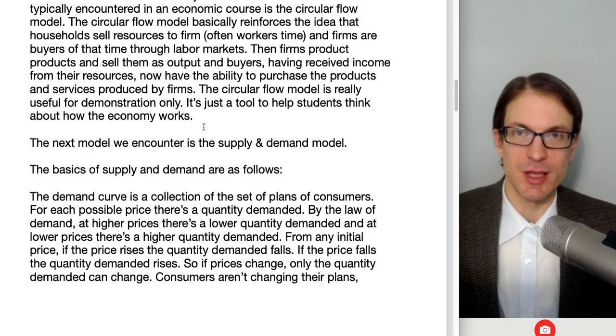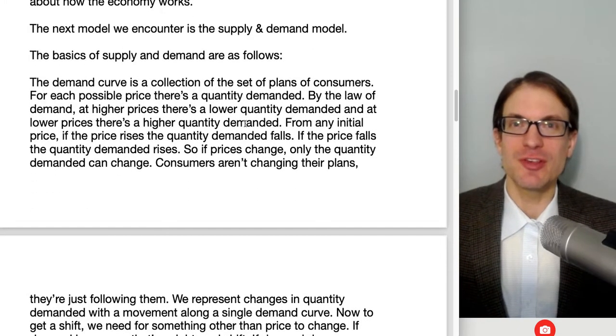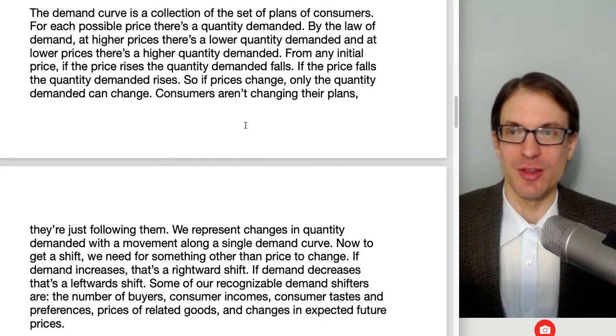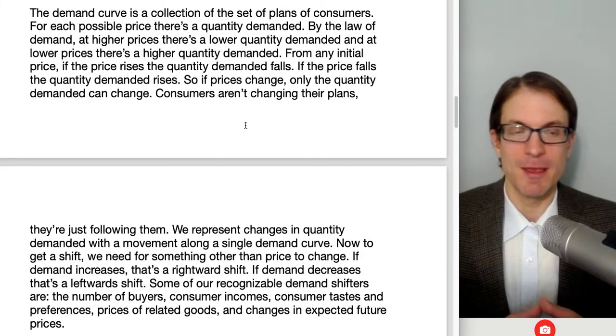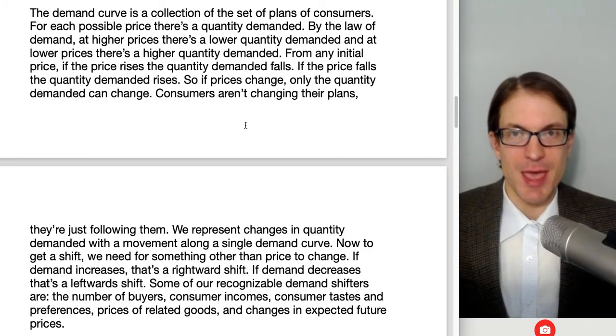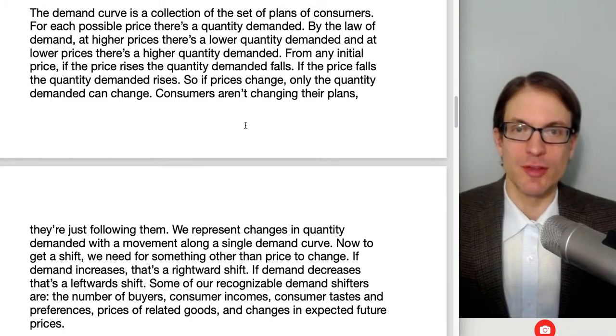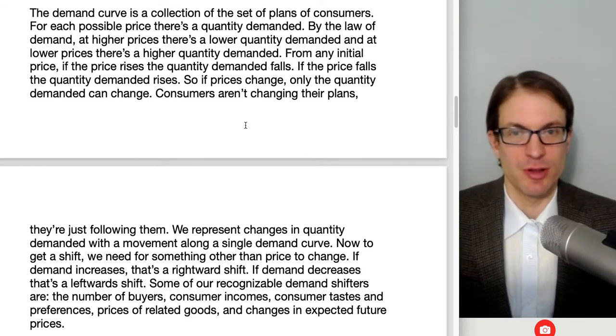The next model we encounter, and a way more useful one, is a supply and demand model. So the basics of supply and demand are as follows. We have a demand curve. It's a collection of the set of plans for consumers. For each possible price, there's a quantity demanded. By the law of demand, at higher prices, there's a lower quantity demanded. At lower prices, there's a higher quantity demanded. Buyers like low prices, buyers don't like high prices.